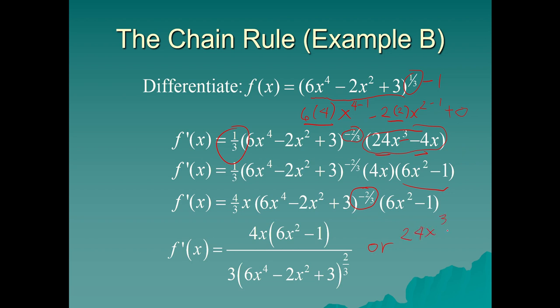Or if you were not able to factor out, that's still going to be equal to 24x cubed minus 4x all over the same denominator, or you can express that in its radical form, which is the cube root of, I'm so sorry with my handwriting, 6x to the power of 4 minus 2x squared plus 3, raised to the power of 2. So both answers, this one and this one, are considered correct.